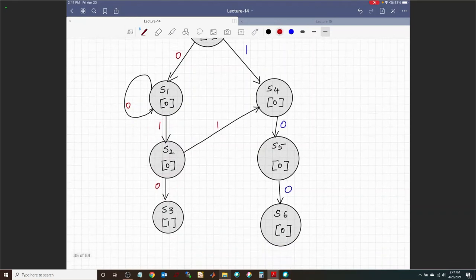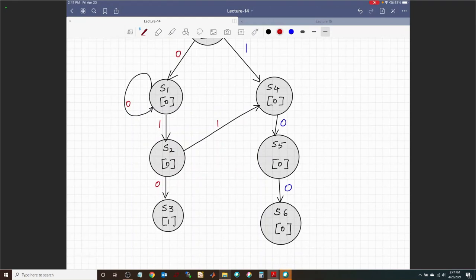What about S3? S3, I do not know what to do if I get a 1, and I do not know what I need to do if I get a 0. So from S3, you've already got the last three input bits as 0, 1, and 0. What should you do if you get a 1? Go to S2, right? Go to S2, because the last two bits, you see, 0 followed by a 1, right? So I need to keep that 0 there.